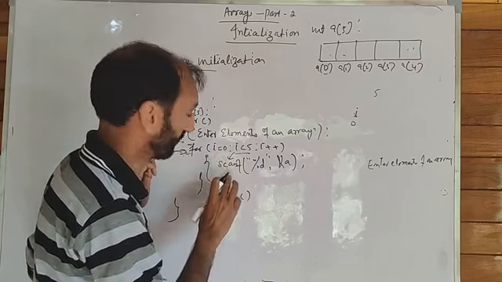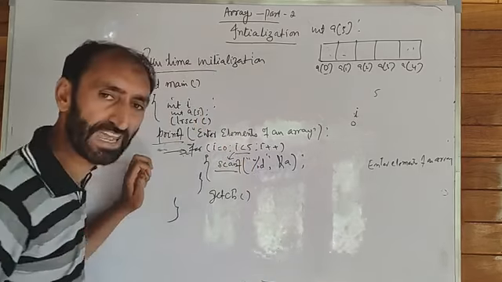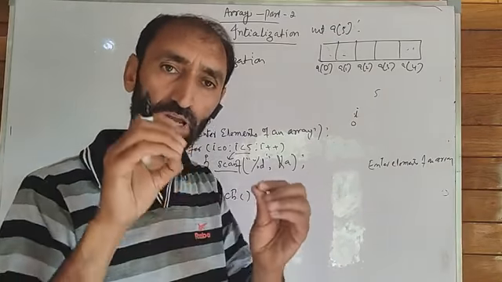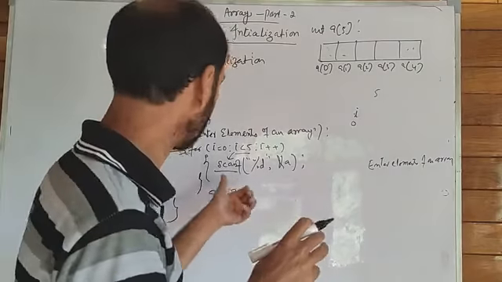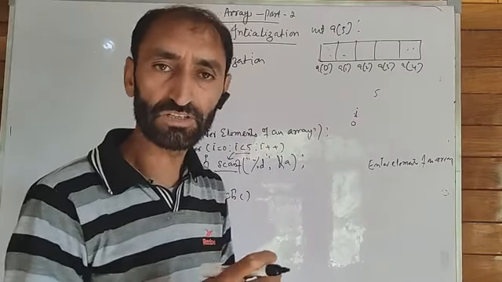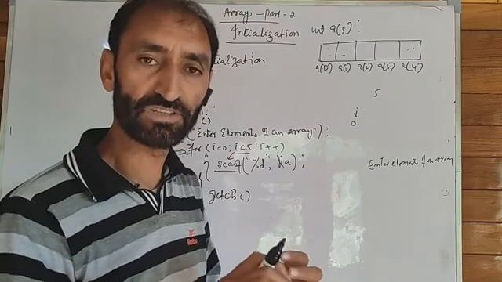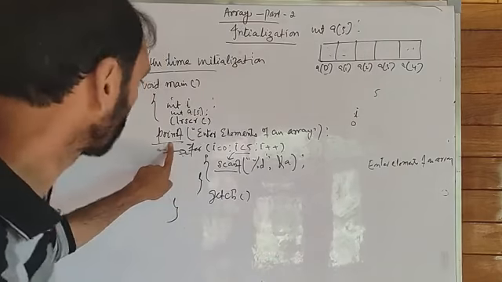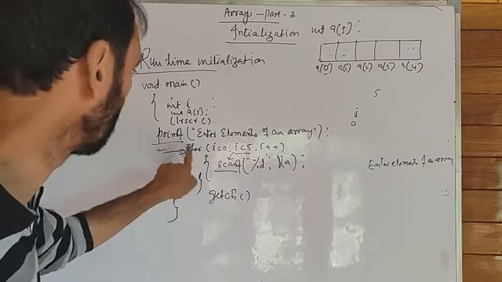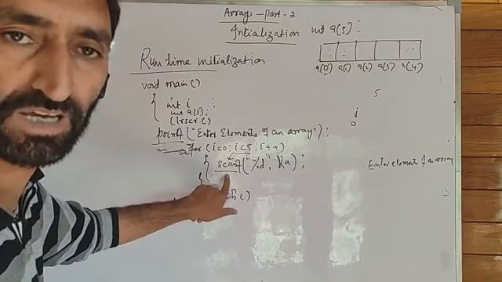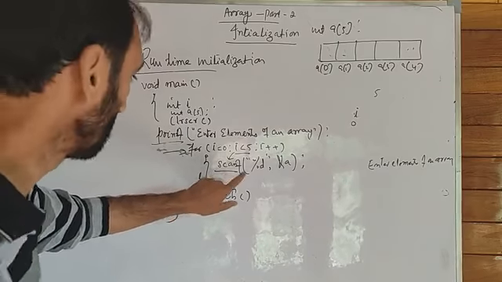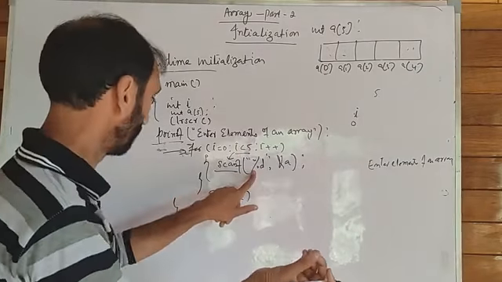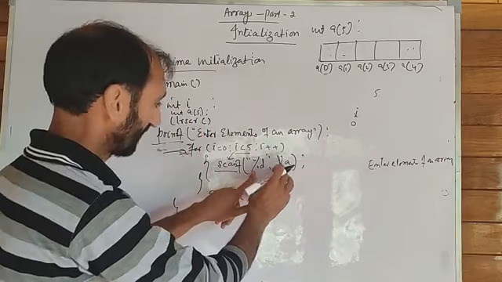Control goes into the body, where we have the scanf function. In order to enter the value from the keyboard, we use the scanf function. Scanf is used to take input from the standard input device, while printf is used to display output. Percent d is the format specifier for integers, and we give the address of a.